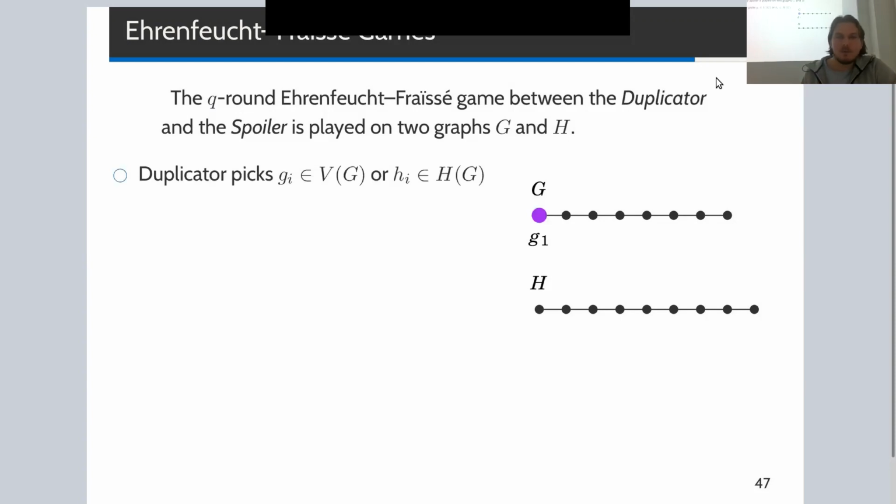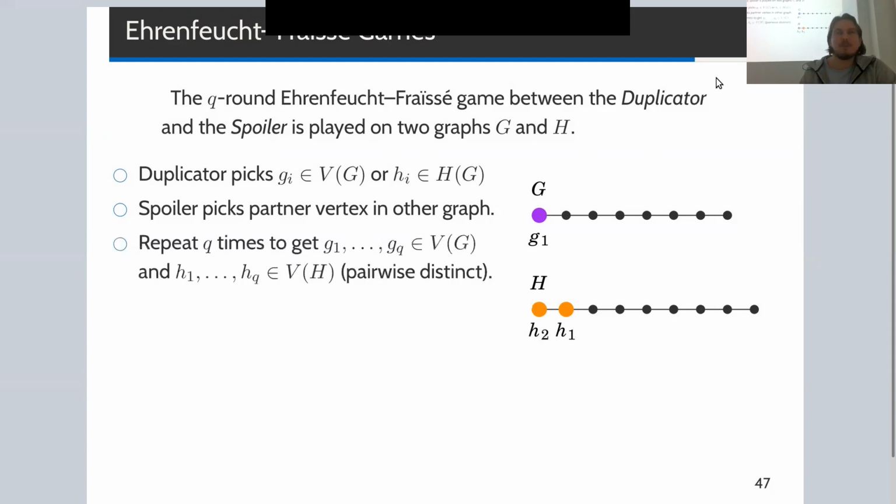The first thing is the duplicator picks a vertex. So it picks a vertex either in G or in H. And if it picks a vertex in G, we call it Gi, and if it picks a vertex in H, we call it Hi, where i is the index of the move we're in. So in the first move, we pick, for example, G1 in G. And now the spoiler has to pick an accompanying vertex. So if G1 was picked, then the spoiler has to pick H1, and the other way around. So let's say now the spoiler picked the vertex H1 in H. And we repeat this now a couple of times.